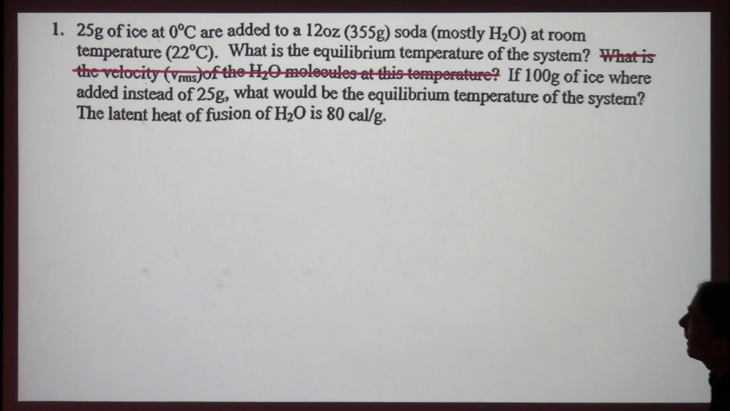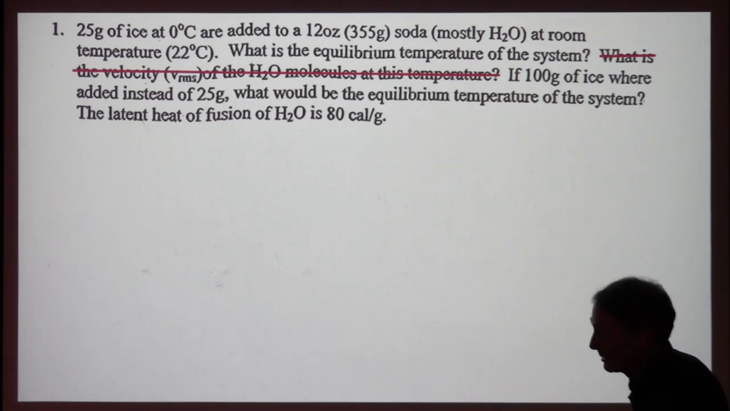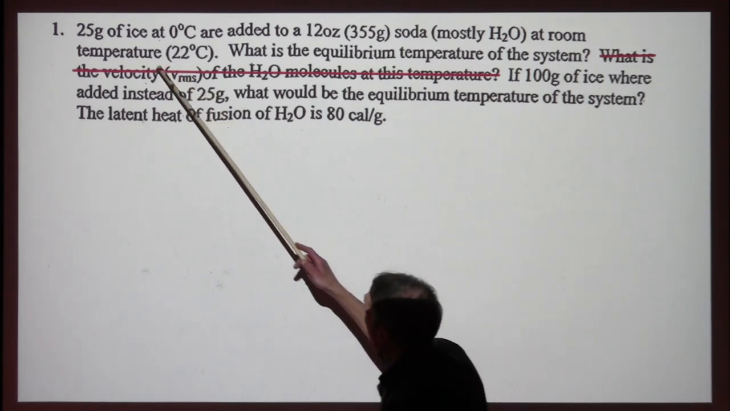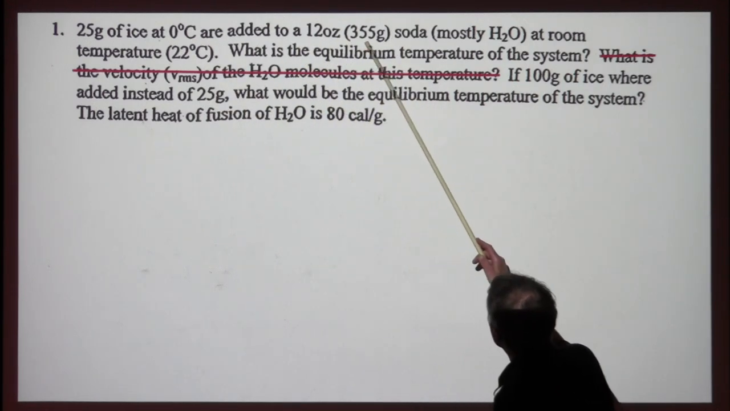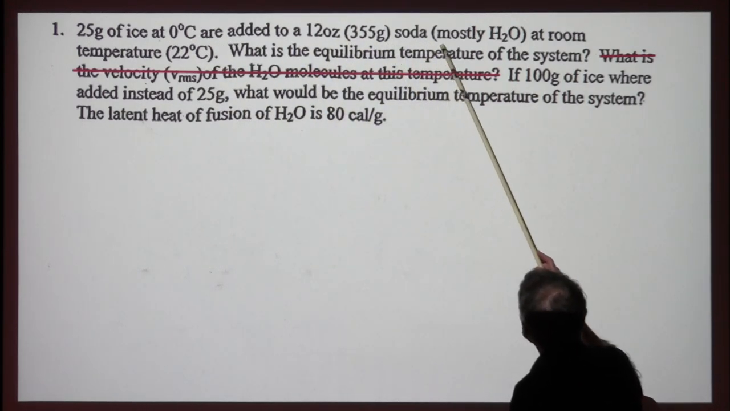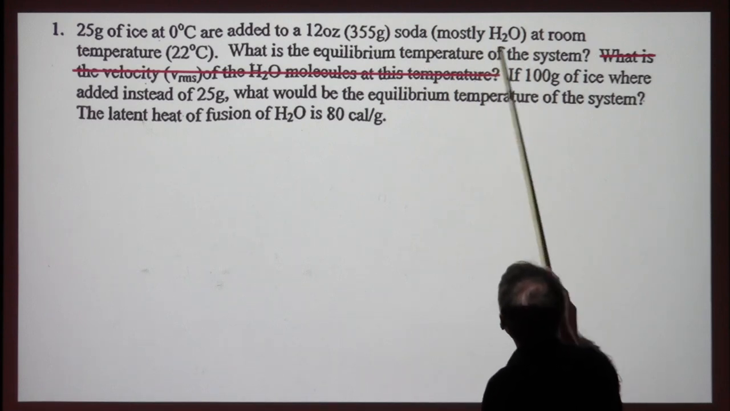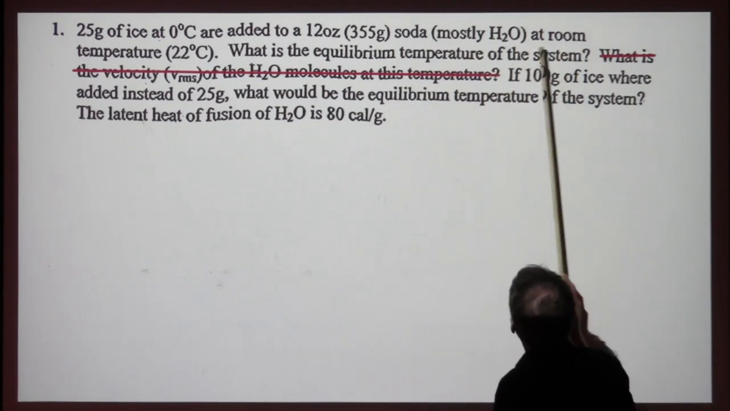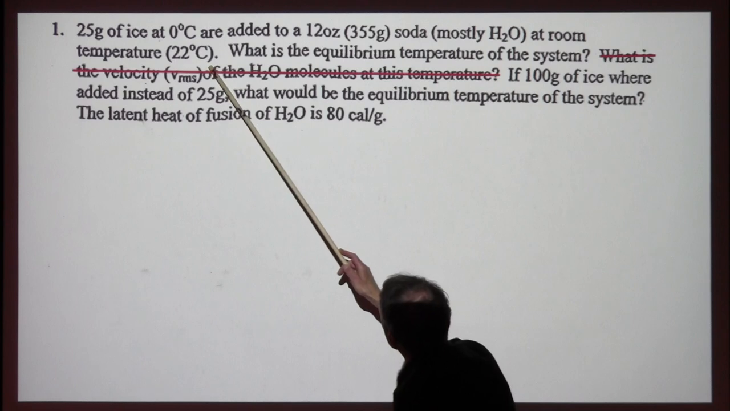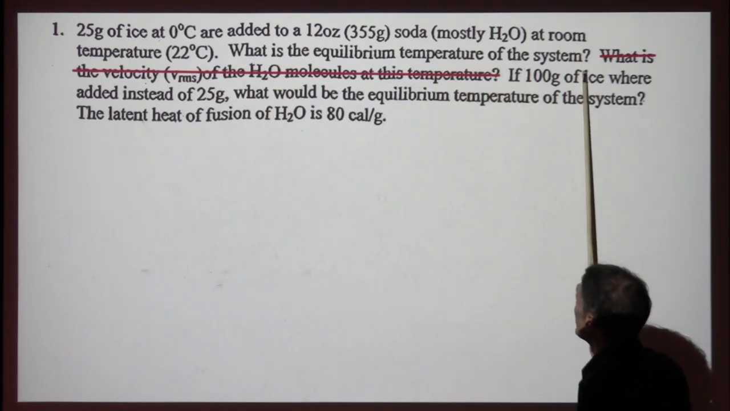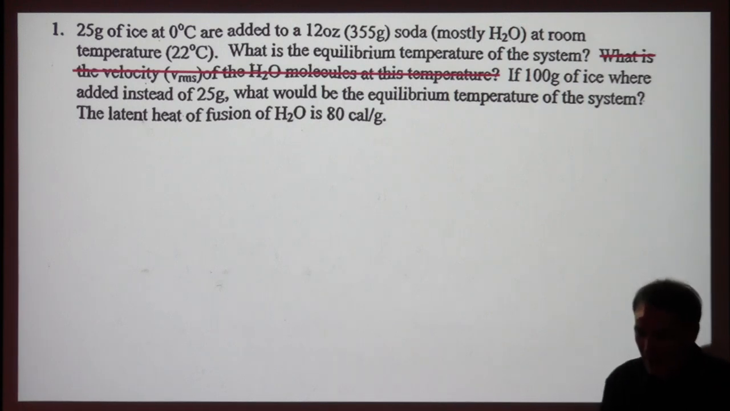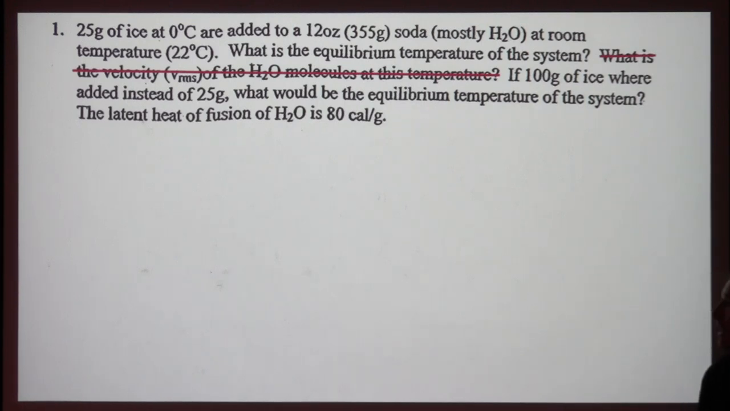This is the first problem on the practice problem. We've got 25 grams of ice at 0 degrees added to a 12-ounce, 355-gram soda. Consider that the soda is really water, at room temperature, 22 degrees. And it wants to know, what is the equilibrium temperature of the system? Now, there's lots of ways of doing this kind of problem.